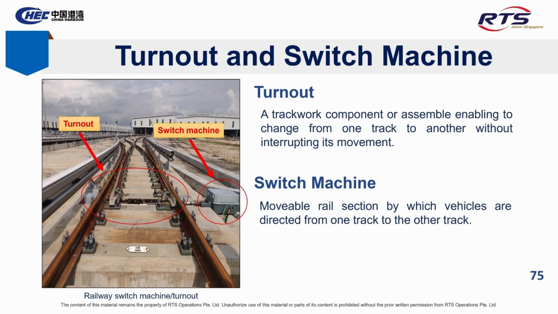Slide 75. Turnout and switch machine. A turnout is a track component that enables trains to switch from one track to another without stopping. The switch machine is a movable rail section that allows vehicles to be guided from one track to the other.